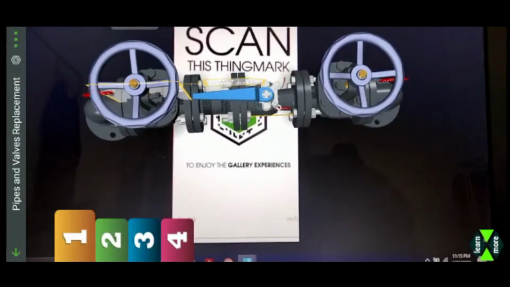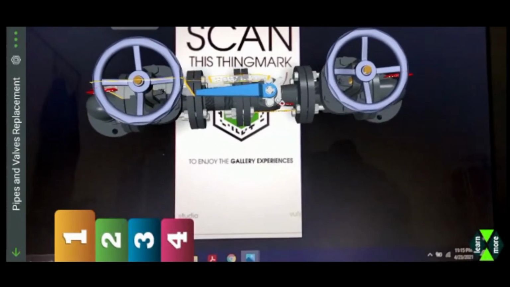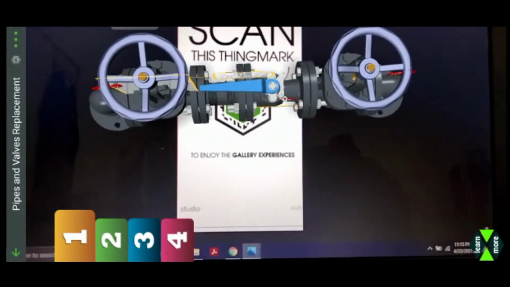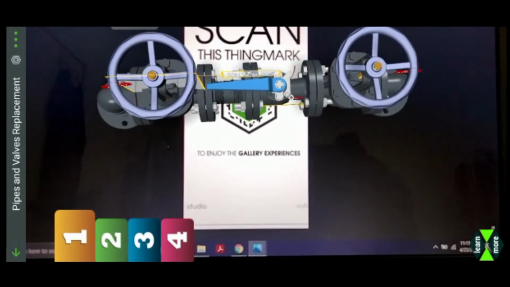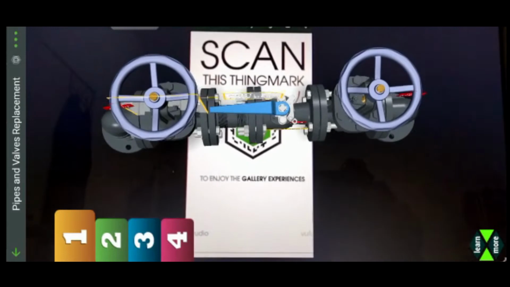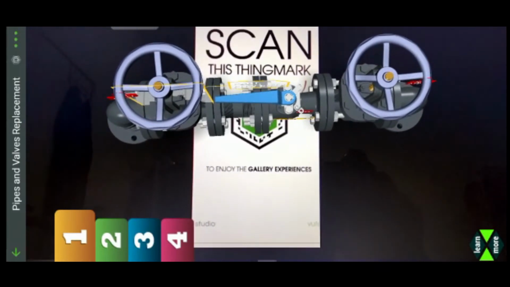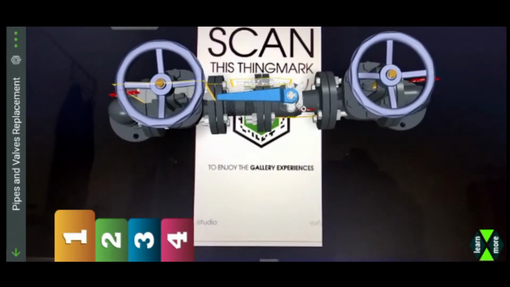First of all, let's see the common failures in valves and pipelines. The first failure is a broken valve. This occurs when there is over vibration in the pipeline and valve. Second is a leaking joint. The flange gasket is prone to leakage at higher operating pressure.